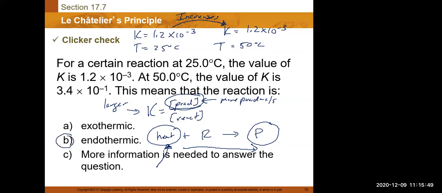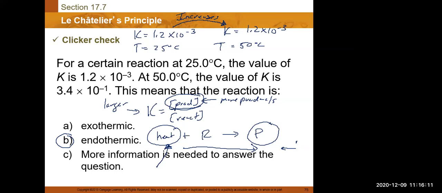Again, if the opposite was true and it was exothermic, we would actually see the K value go down in this particular case because it would be over here. It would shift that way. We would make more reactants. Any questions on the reasoning behind that there?